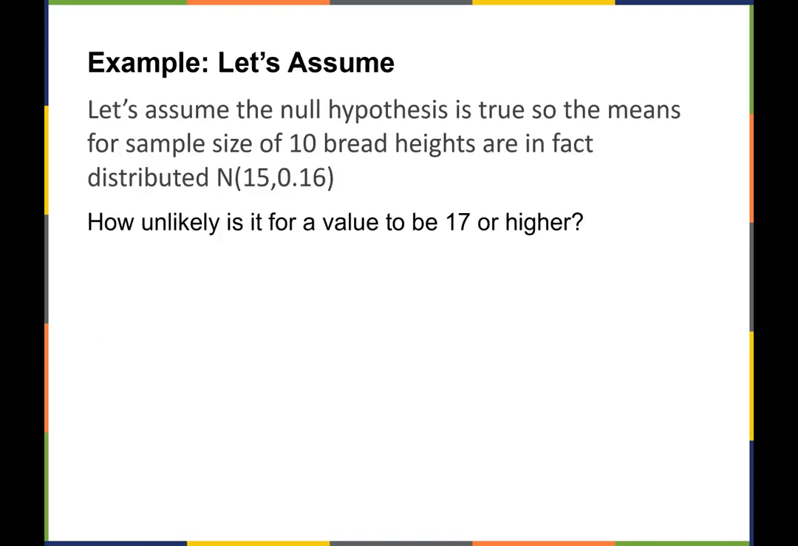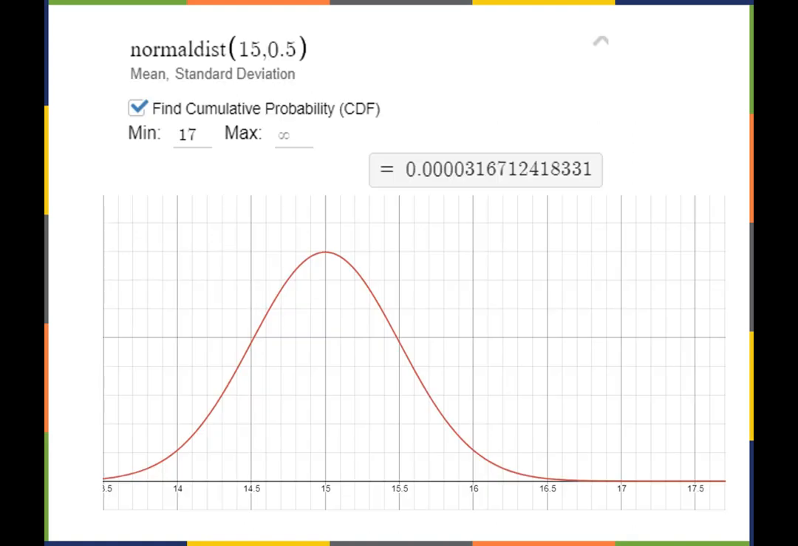So if we assume the null hypothesis is true, this means that the means of the samples of size 10 for bread heights are distributed normal, with the mean at 15, the mean stays the same, and our sample mean standard deviation, which is equal to 0.16. Now, using this normal distribution for the sample size 10 of bread heights, we need to look and see how unlikely is it for this value to be 17 or higher. If we have a sample size 10, how unlikely is it for the bread heights average to be 17 or higher? Well, let's look at our normal distribution for mean 15, standard deviation 0.5.